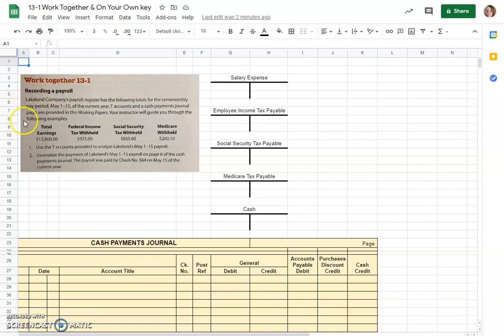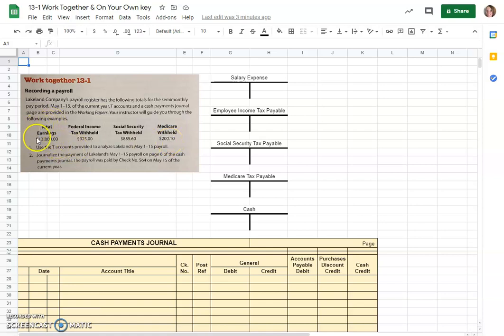Our problem says Lakeland Company's payroll register has the following totals for the semi-monthly pay period, May 1st through 15th of the current year. T accounts and a cash payments journal page are provided in your working papers, or right here on this spreadsheet, and I'll be guiding you through this example. So what we know is we have total earnings of $13,800. We have federal income tax withheld of $925, Social Security tax withheld of $855.60, and Medicare withheld of $200.10.